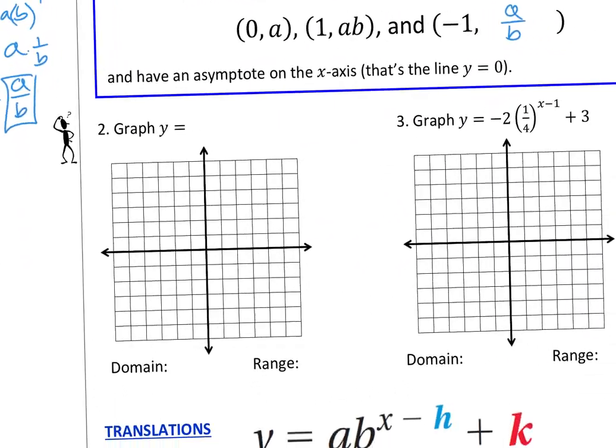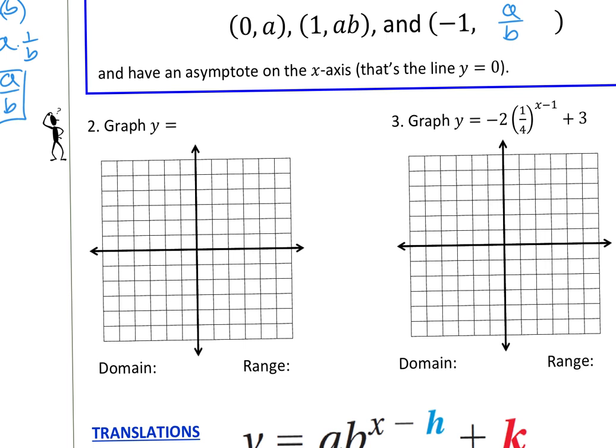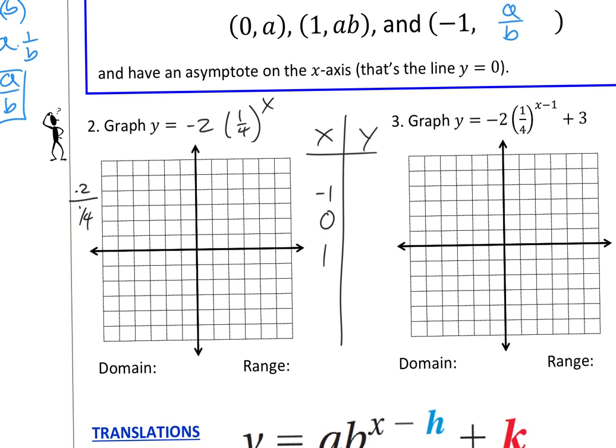I don't know why this didn't print, but I want you to graph this function now that we have it, y equals -2 times (1/4) to the x. And I want you to use these 3 points. I'll walk through this one with you guys. Remember, we can now get -1, 0, and 1 really easily. So -1 is just a divided by b. Well, there's my a, it's -2. But if I divide by 1/4, think about what that is. -2 divided by 1/4. When you divide by a fraction, that's the same thing as multiplying by its reciprocal.